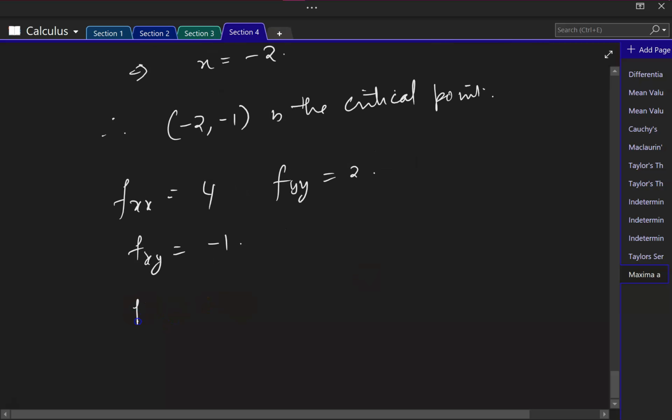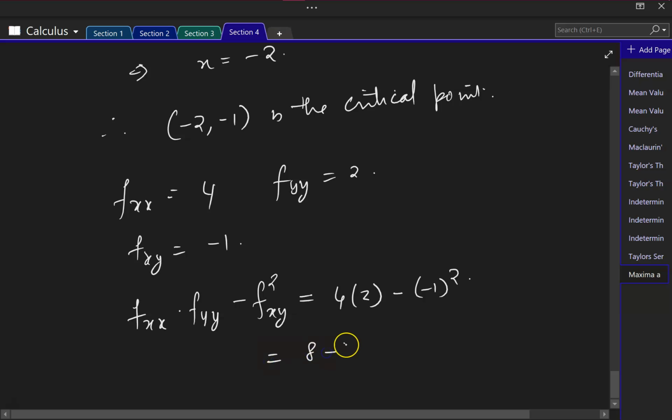Now fxx times fyy minus f square xy. Let's evaluate this. 4 times 2 minus 1 square. So this becomes 8 minus 1, which is 7. And this is greater than 0.